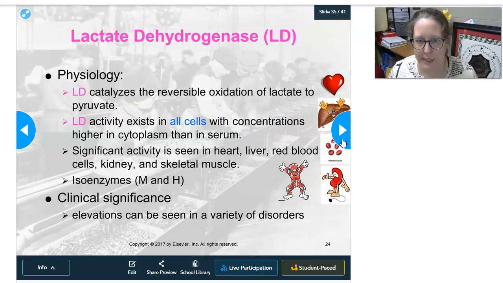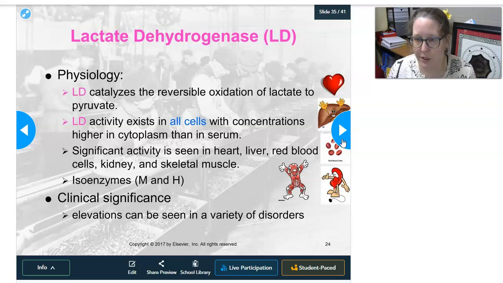The next one is lactate dehydrogenase. The physiology is that it catalyzes the reversible oxidation of lactate to pyruvate. Where do we know lactate and pyruvate from? Pyruvate is what enters your Krebs cycle, your citric acid cycle, to make ATP in your mitochondria.